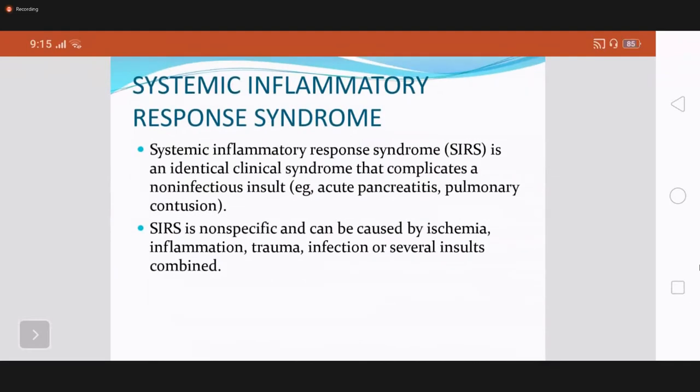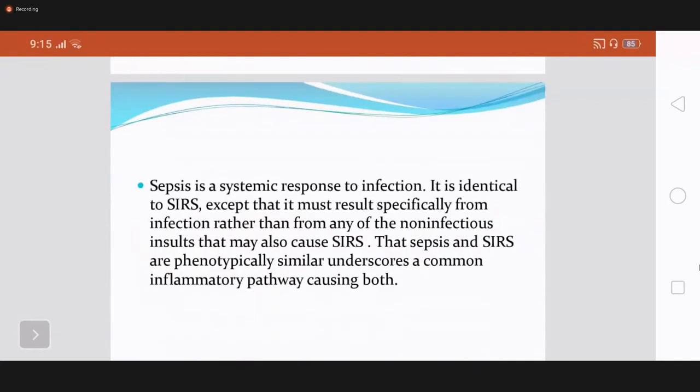Now coming to SIRS, what is SIRS? SIRS is very similar to sepsis, okay? They are very close to each other. The only difference is that SIRS is a clinical syndrome that complicates a non-infectious insult. Example, acute pancreatitis or pulmonary contusion or ischemia, inflammation, trauma, or several insults which are combined together.